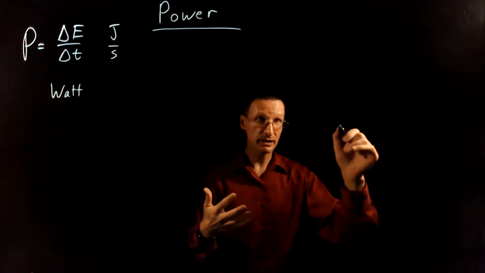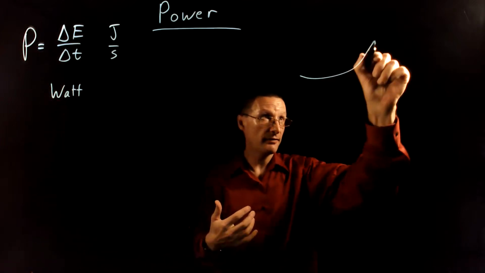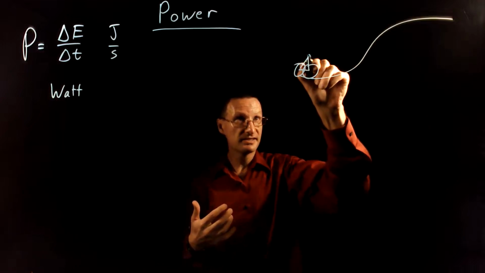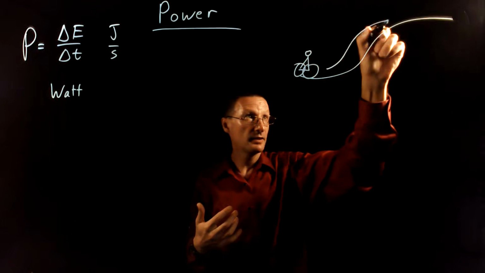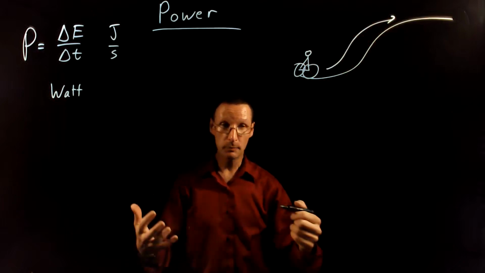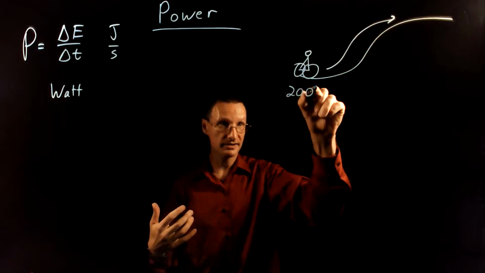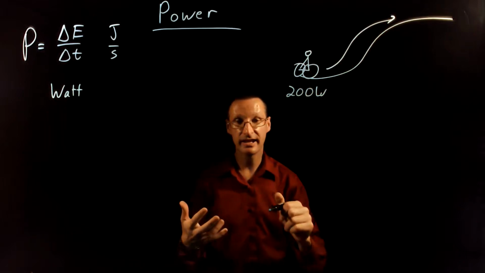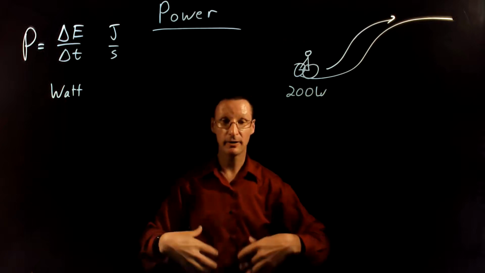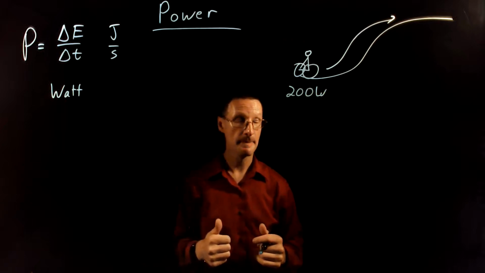Let's do an example problem here. So imagine that you have a cyclist who is going to climb up a steep hill. And while they're doing that, they can put out a mechanical power of 200 watts. So just to say, this is the mechanical power that they are outputting, not necessarily the power they're consuming internally.